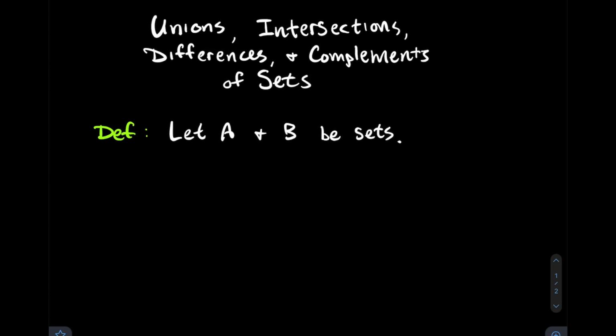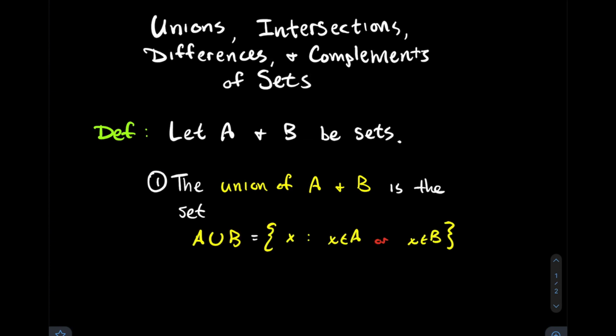For all the things I'm going to tell you about in the next couple minutes, let's fix two sets A and B. The first thing, the union of A and B, is the following set. It's denoted with a big U between them, A union B. And how should you read this? It's the set of all things X such that X is an element of A, or X is an element of B.